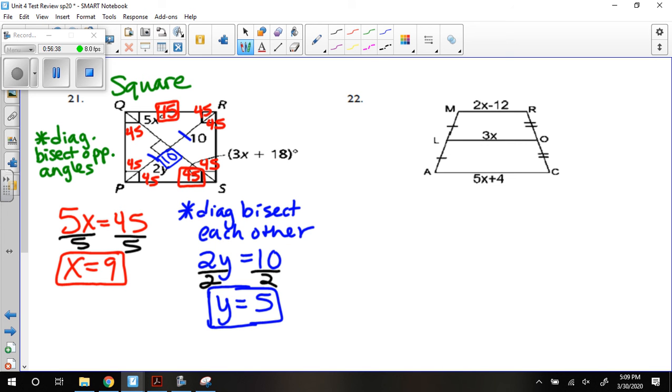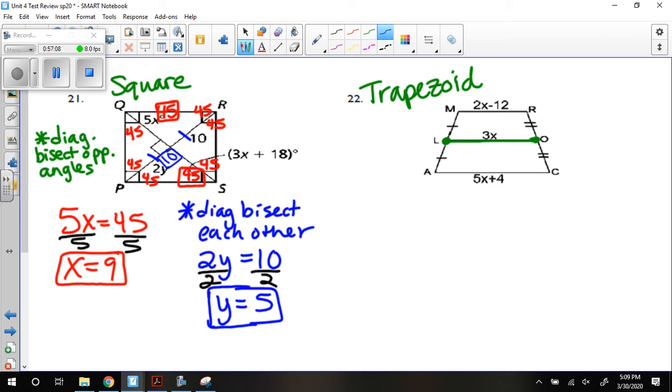All right, for number 22, this is a trapezoid. Okay, it is not isosceles because if you look at side AM, it has one tick mark on each piece, and then side RC has 2 tick marks on each piece. So they are not the same length. Okay, but we do have a mid-segment here.